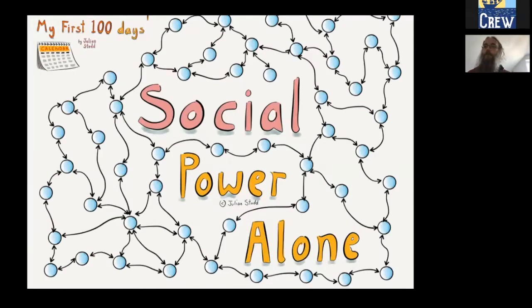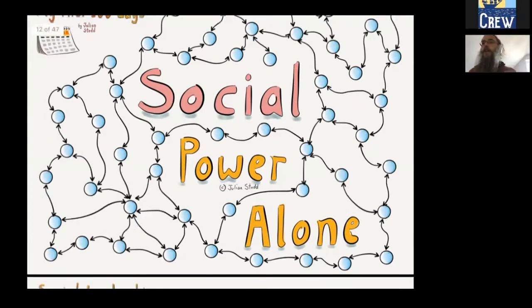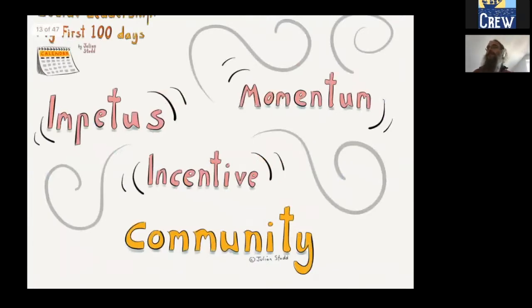And that's the relationship fundamentally between the formal organizational structure and the communities that surround a social leader. We need to be able to hear what's happening in the formal hierarchy, but we also need to be able to hear what's happening and have access to that expertise in the social community. What does community give us? Well, in some ways, it gives us momentum.